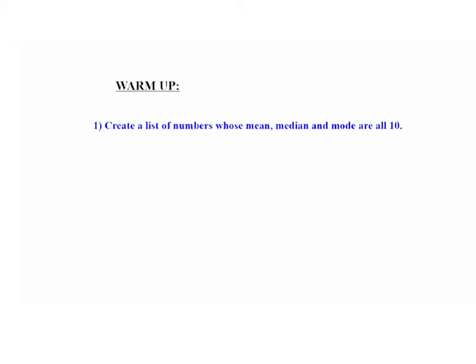We got a warm-up here today, and it says, create a list of numbers whose mean, median, and mode are all 10. Well, easiest way to do that, of course, would be to do a list of tens. You could get fancy and do a couple of nines and a couple of 11s, things like that. But basically, there we go. Mean, median, mode is all 10.